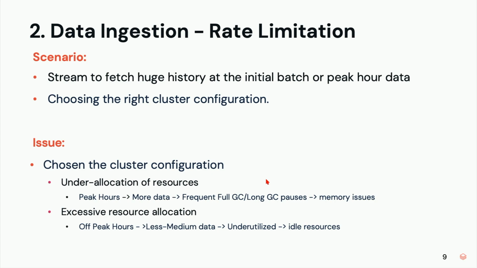And if the same user is giving excessive resources with respect to the peak hour data, then in off-peak hours, fewer resources will be utilized. Less data, less resources. Then there is a chance of idle cores, for which we are unnecessarily paying. So what is the right approach when there is data volatility?